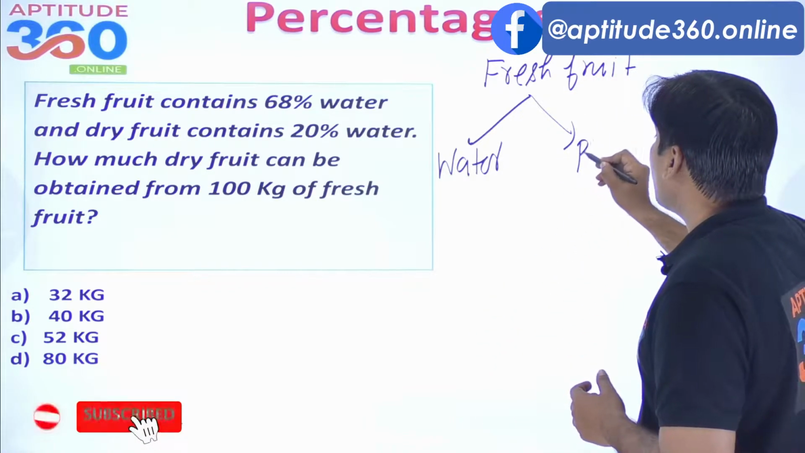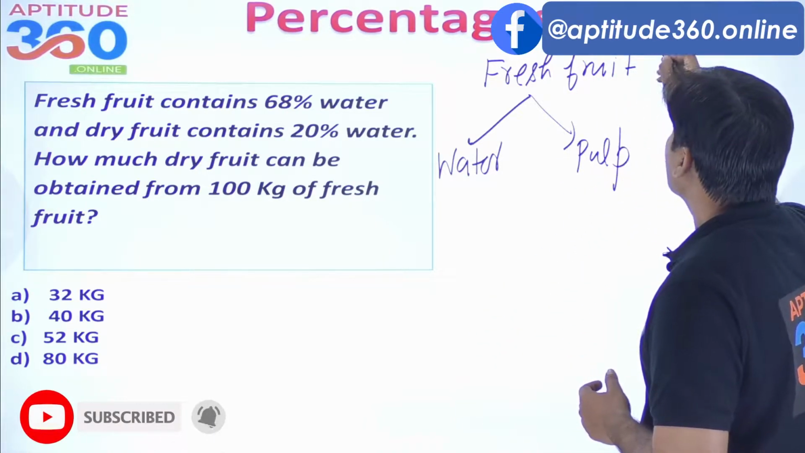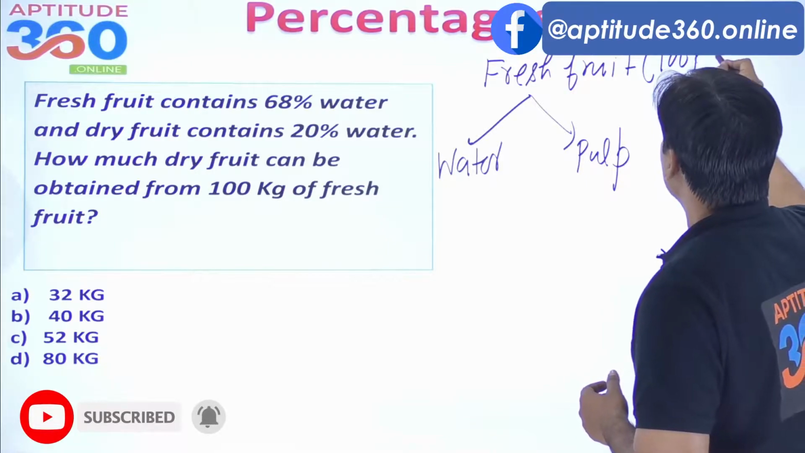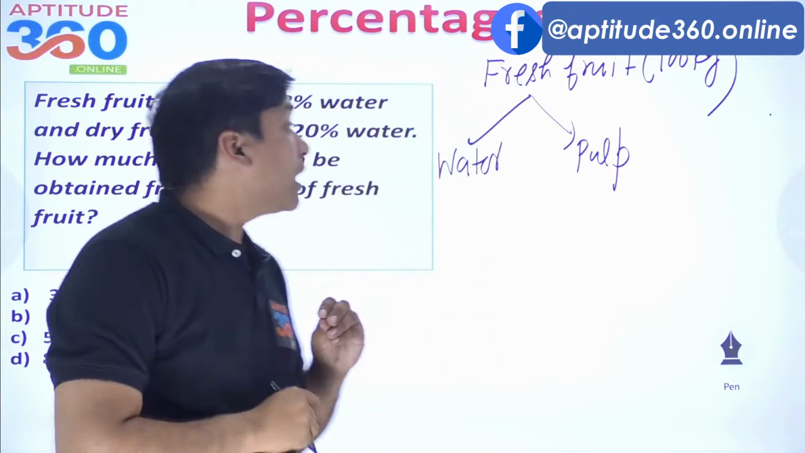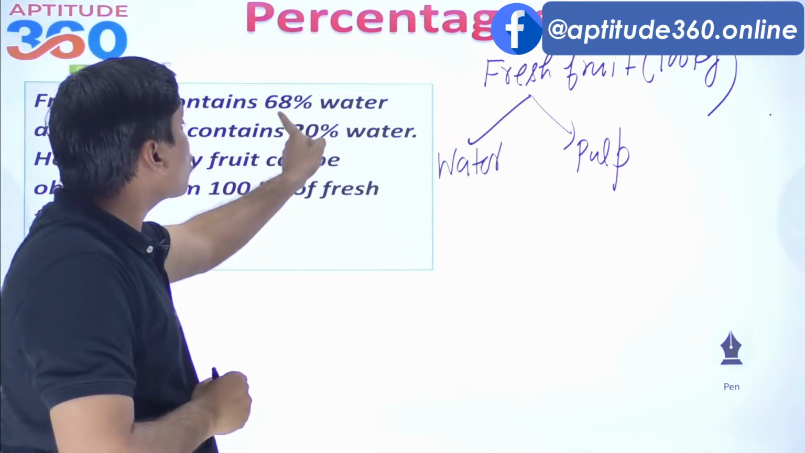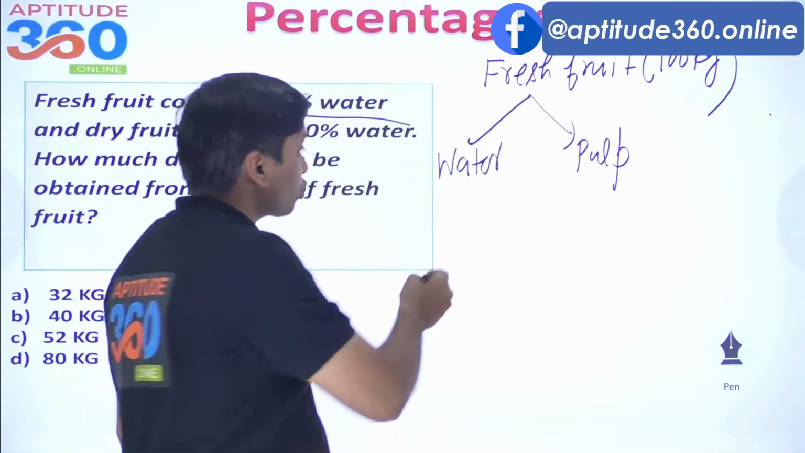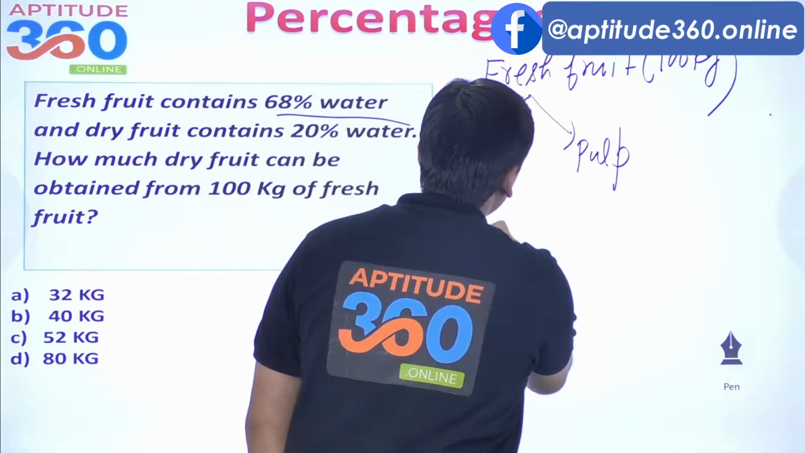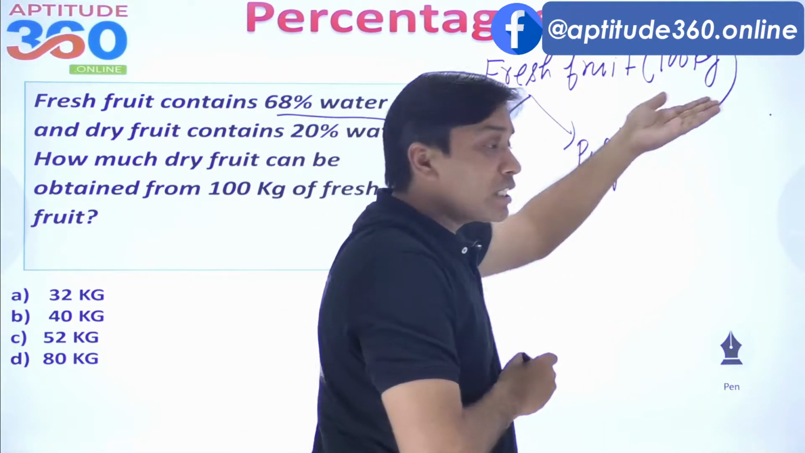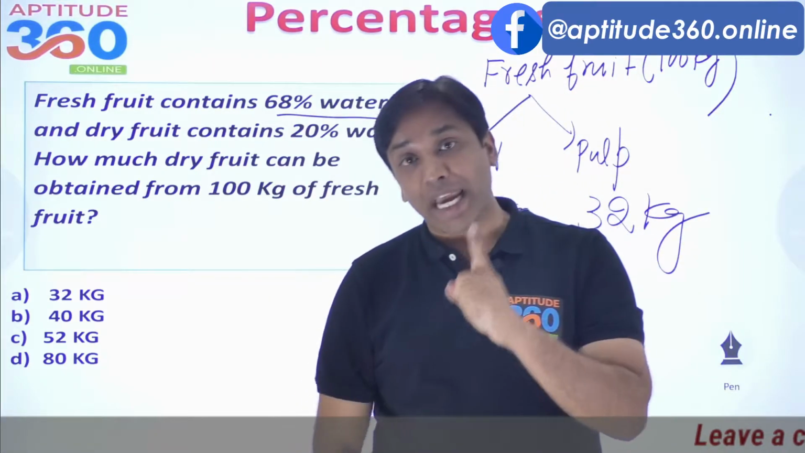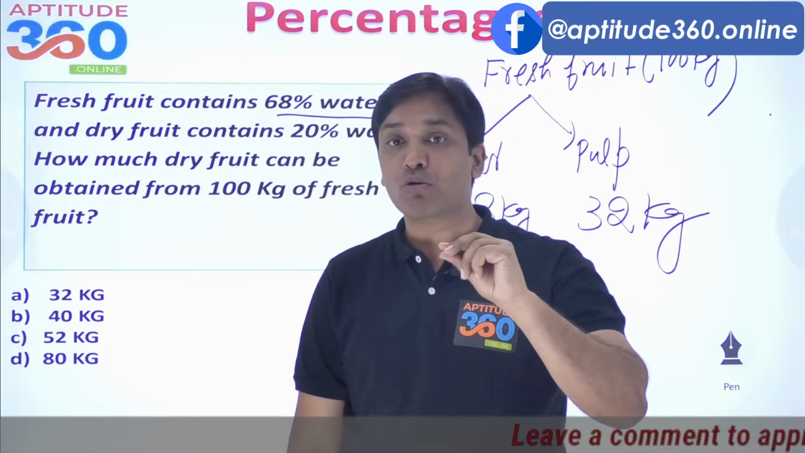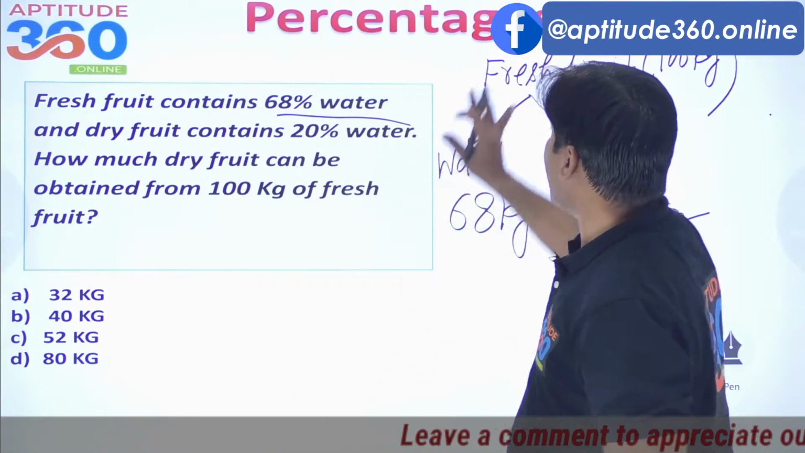कितना भी सुखा दो पल्प तो चेंज नहीं होने वाला उसका. Now, and you start with 100 kilogram. In that 100 kilogram, the problem says that 68% you have got water. So if you have got 68%, which is 68 kilogram. Now, so what do we have? Additionally, we have got 32 kilogram of pulp, and that pulp will not change at all. कितना भी उसको सुखा लोगे. Now, एक तो ये fresh fruit के बारे में हो गया.